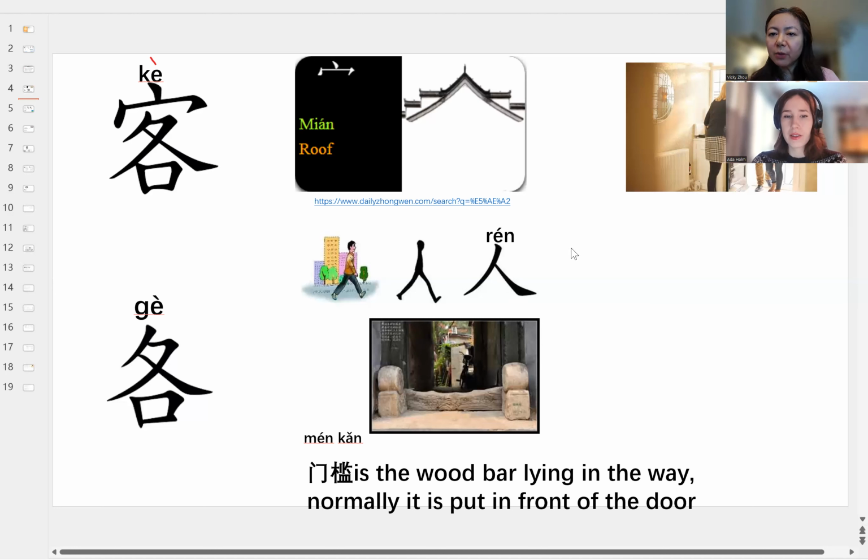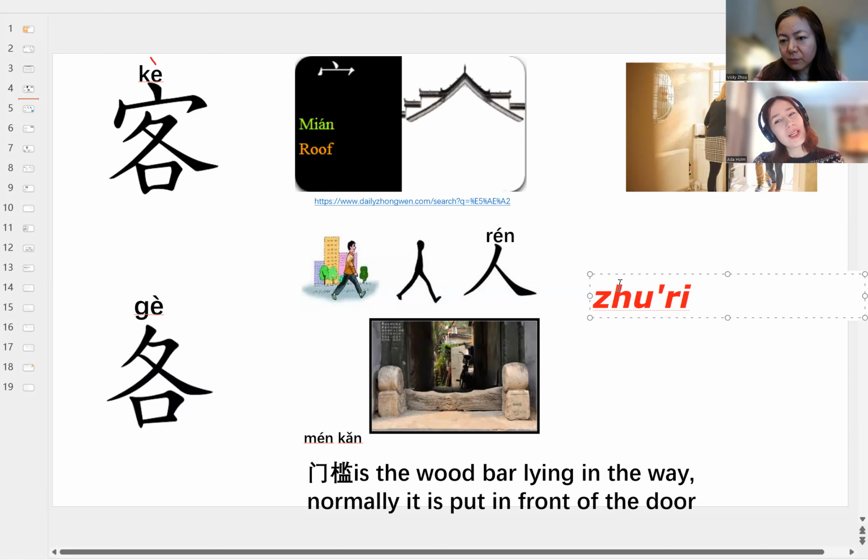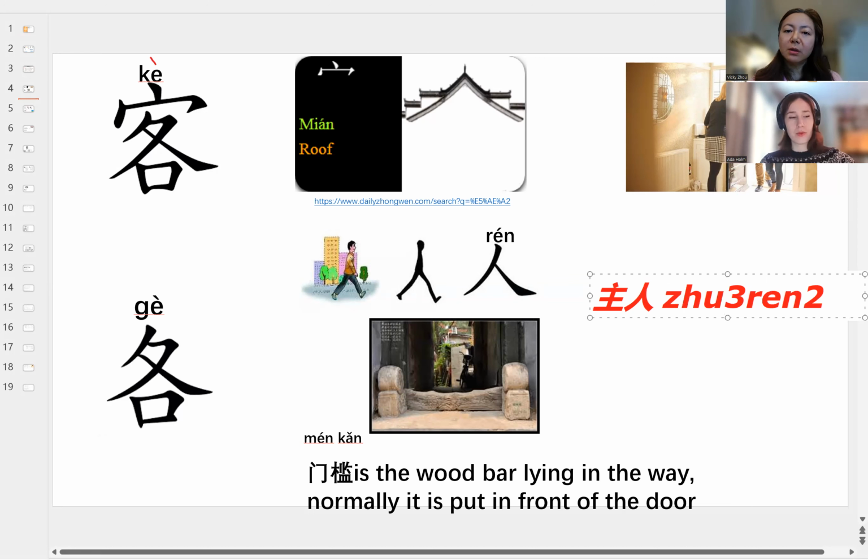好, we also review what is the host then. This woman, she is a host. 主人, the third tone. Zhu is the host, is the main person, 主人. And then today we have 客人, guest. 主人, 客人. 好, 门槛.